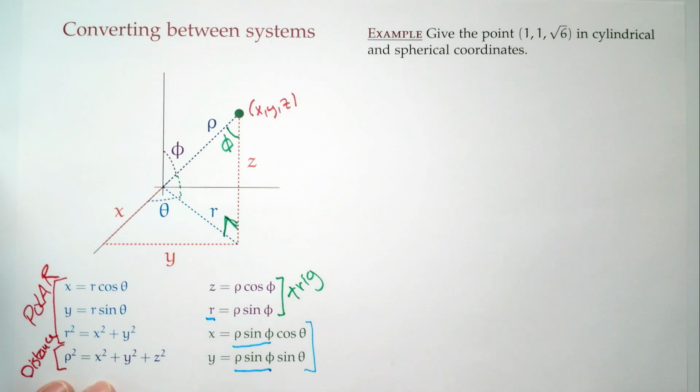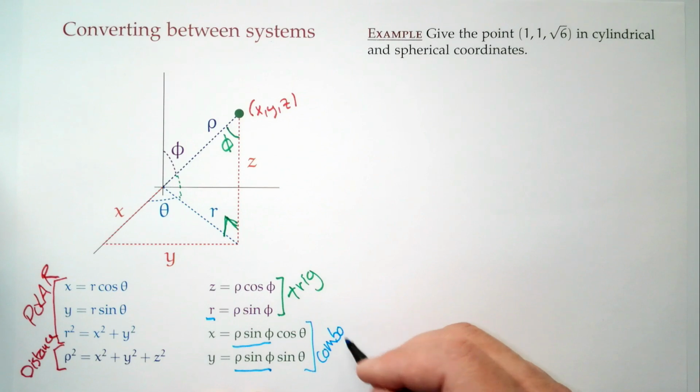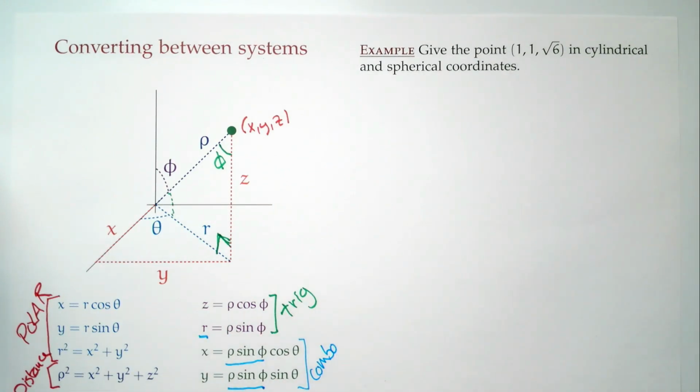r. Right? So come over here. Replace r by rho sine phi. Then you have x equals rho sine phi cosine theta. There you go. Replace r by rho sine phi in this other equation. y equals rho sine phi sine theta. There you go. So what happens is this basically is a combo. It's a combination move. You combine some facts together. So I would say these two are not going to be heavily used.